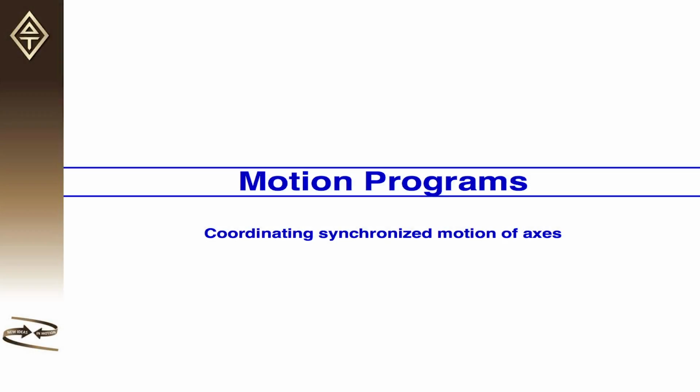So motion programs are a special category of programs in Power PMAC that are intended for, as you can see by the subtitle, coordinating synchronized motion of axes. These are different from PLC programs, which you'll learn about later today, which are for asynchronous operations. This is specifically for grouping motors in a coordinate system and operating them at the same time.